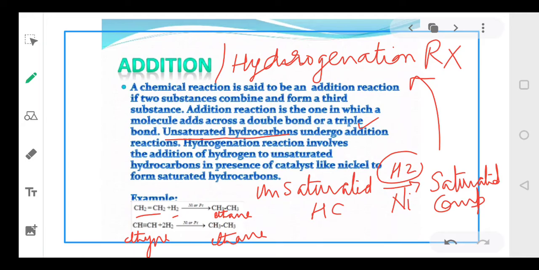Okay, this reaction is used in industries to convert vegetable oil plus hydrogen into vegetable ghee. Okay, in industries it is used to convert vegetable oil into vegetable ghee. So this reaction is extensively employed in industries for the conversion of vegetable oil into vegetable ghee.